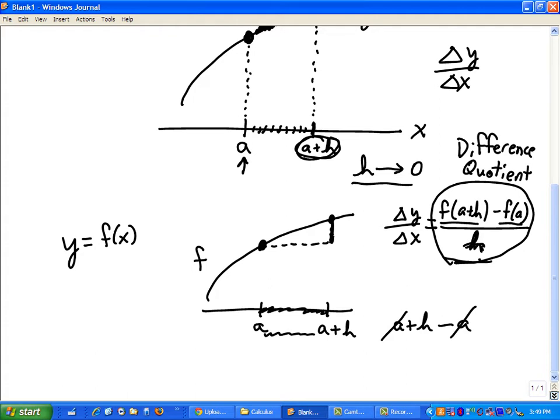Well, that's pretty easy to see, because if we think about the difference in the y values as being this number, and the difference in the x values as being this number, it's the change in y over the change in x, which is just the slope of the line that connects those 2 points. So you think of a line that connects those 2 points.